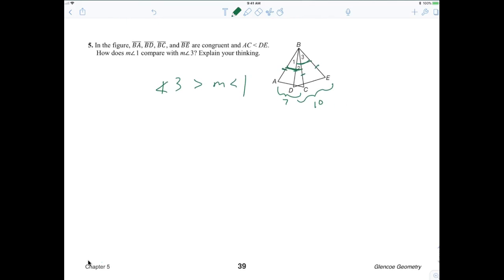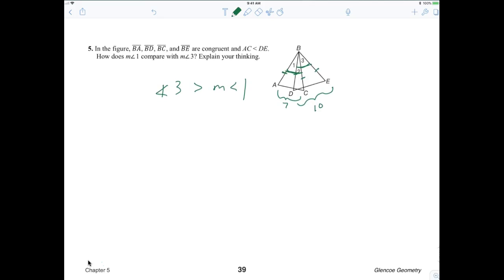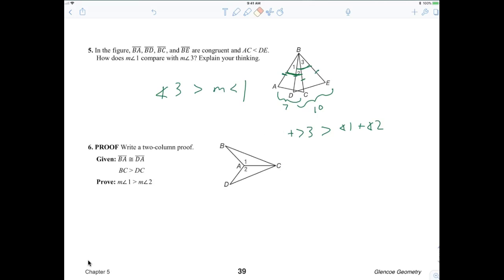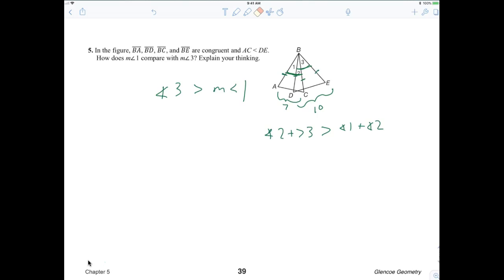Something like that on the test, but you can't really explain it. Did you not understand my explanation? No, because I mean, yeah, you can explain it, but it's not definite. Well, look, I should have said this: angle 2 plus angle 3 is greater than angle 1 plus angle 2. And then I just subtract that out. You with me on that? Yeah. All right. Somebody else?